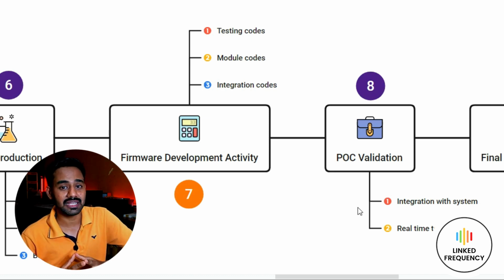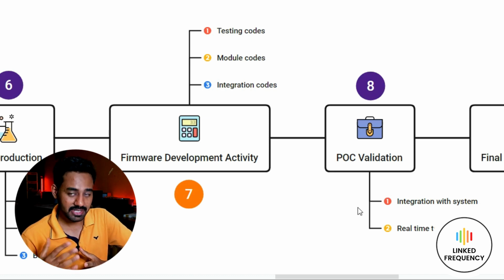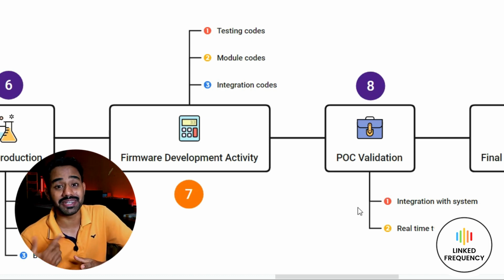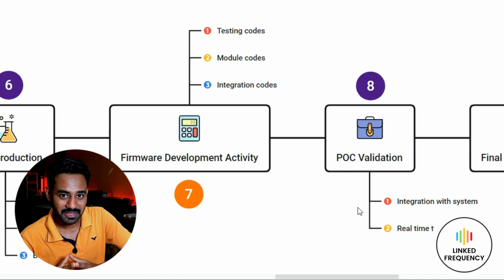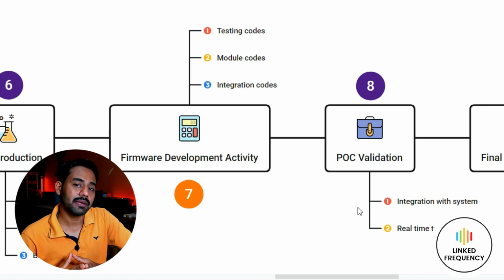If the concept is working, then it is called proof of concept. It is a proof that this concept works. If it is not working, then again we need to iterate all the previous process once again to achieve the desired result. The second important step is real-time testing.